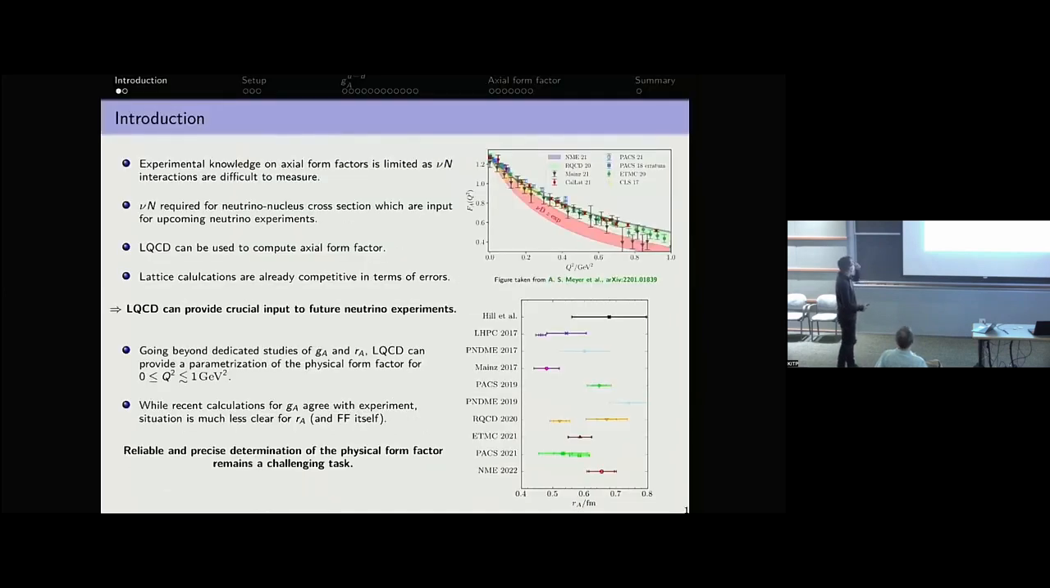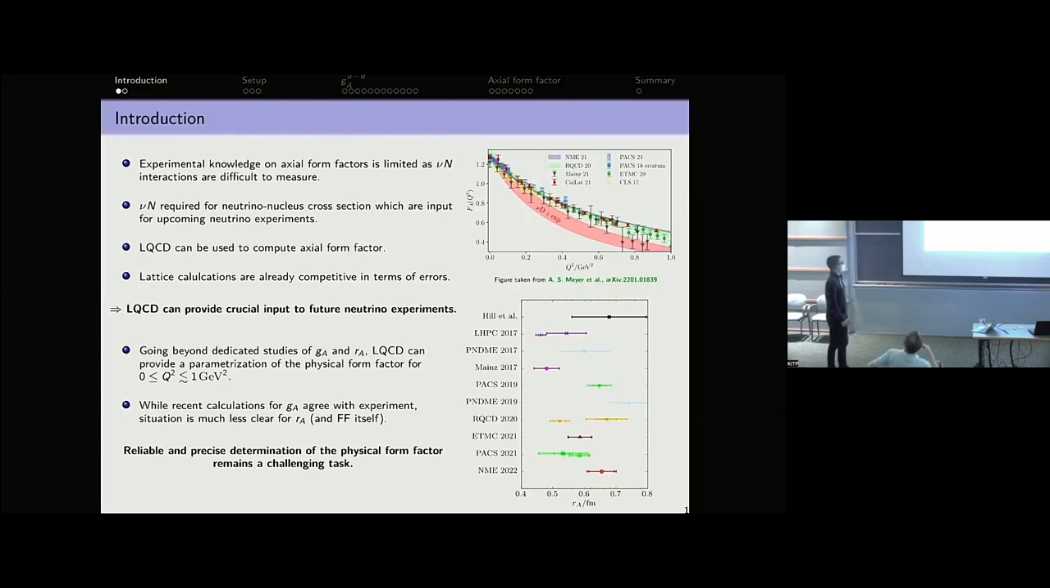Okay, one slide for introduction. Basically, everything on this slide has been said already. So there's again this plot taken from this recent review. As you know, the experimental knowledge on the axial form factor is quite limited, as neutrino-nucleon interactions are difficult to measure. However, they are required as input for neutrino-nucleus cross-sections, which are in turn input for upcoming neutrino experiments.